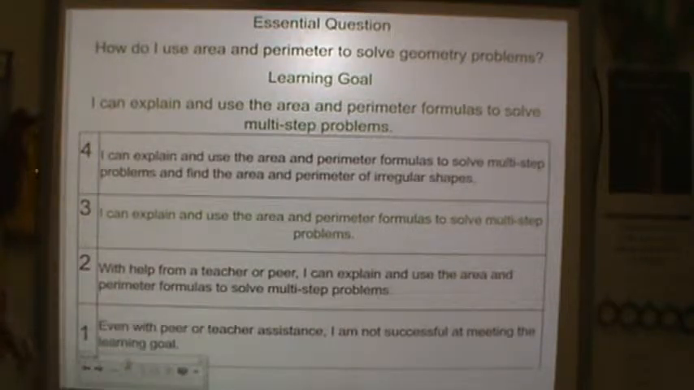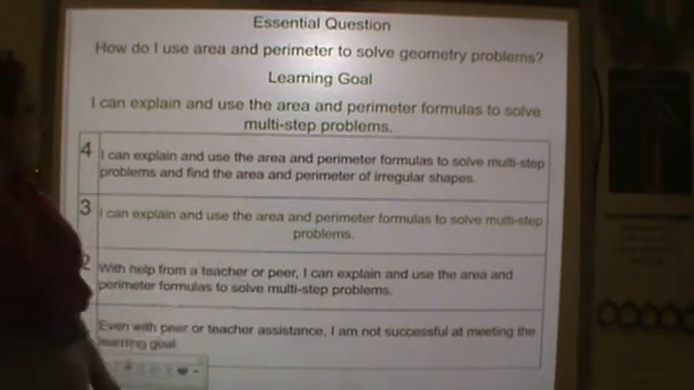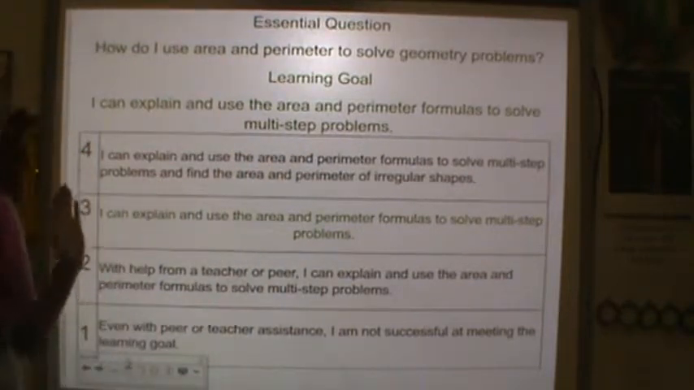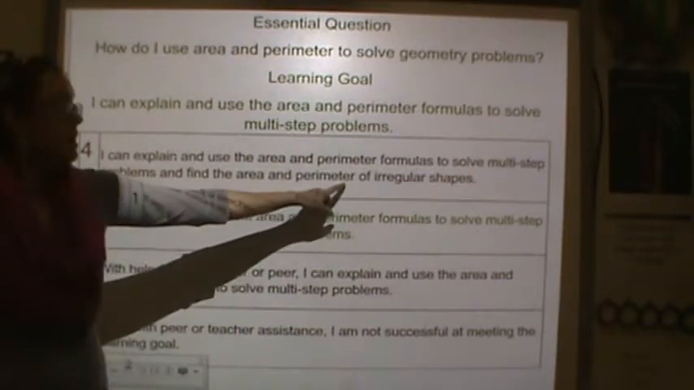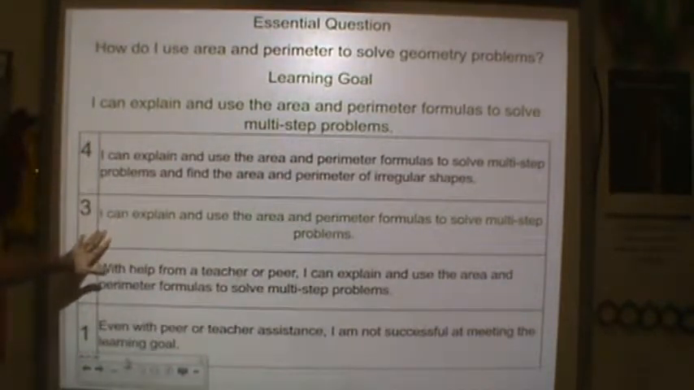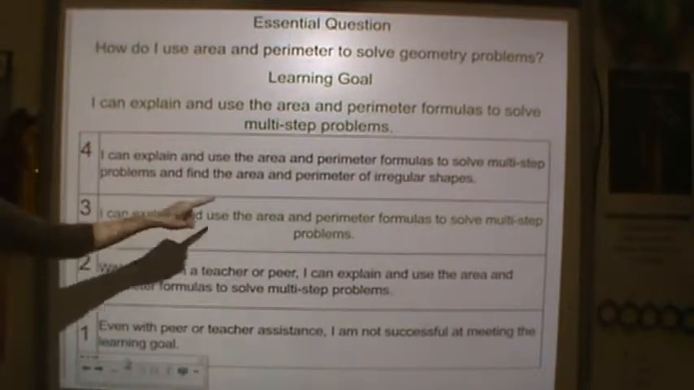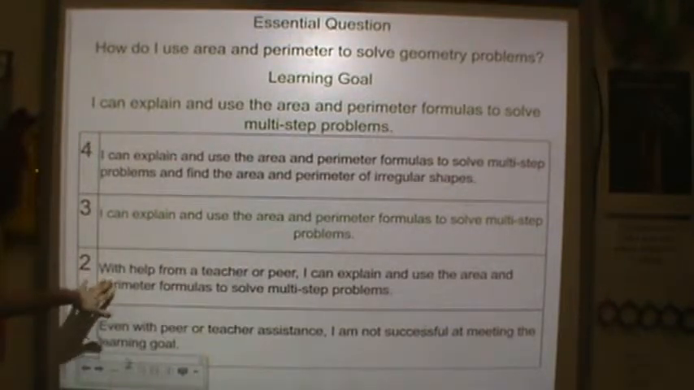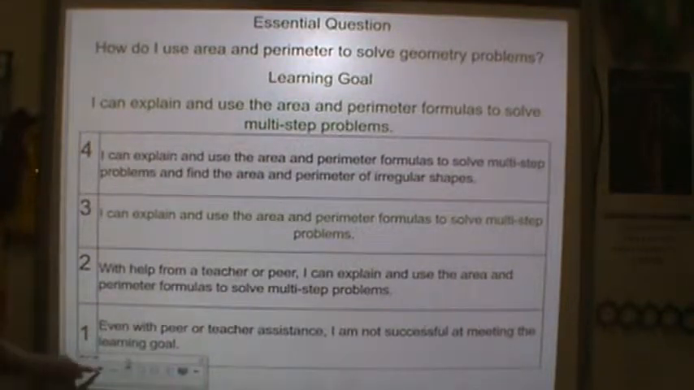So really quickly, if you're a 4, you can use area and perimeter formulas to solve multi-step word problems and find area of irregular shapes. This is just multi-step problems using area and perimeter formulas. If you still need help, you're a 2. And if you're still not successful, you're a level 1.